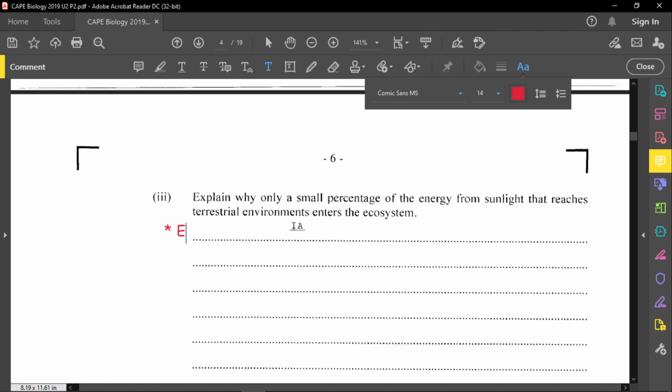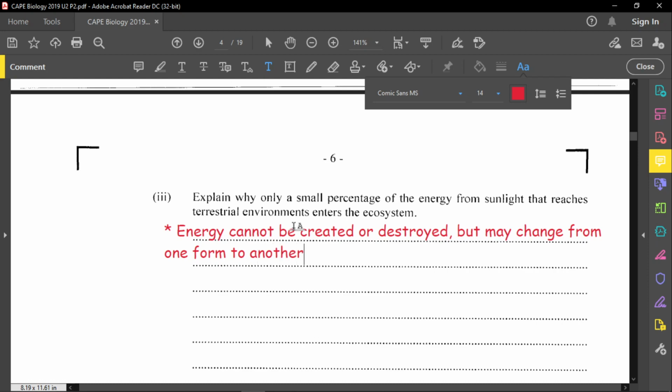So the first thing I want to mention is that energy cannot be created or destroyed. But what can happen is that it may change from one form to another. All right, so that's one important point I want to mention there.